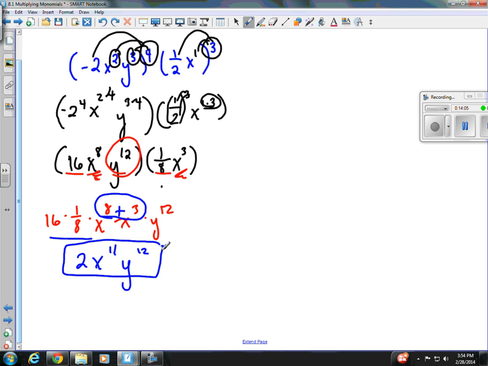And that concludes simplifying monomials by multiplying and raising them to a power.